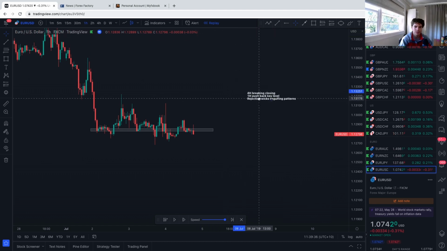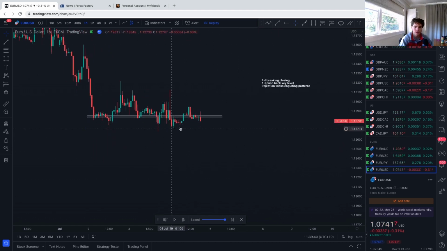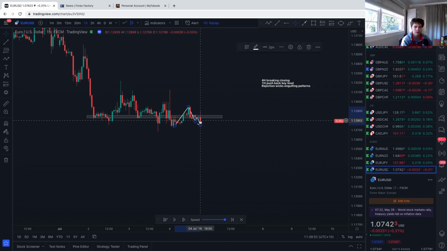This is a really interesting setup. What's happened here is the 4H breaks out, comes below the previous lows over here. Then we see the 1H pushback, create this deep retest, and then we create this sort of double top structure. We got a nice wick rejection, so I'm going to enter short here.